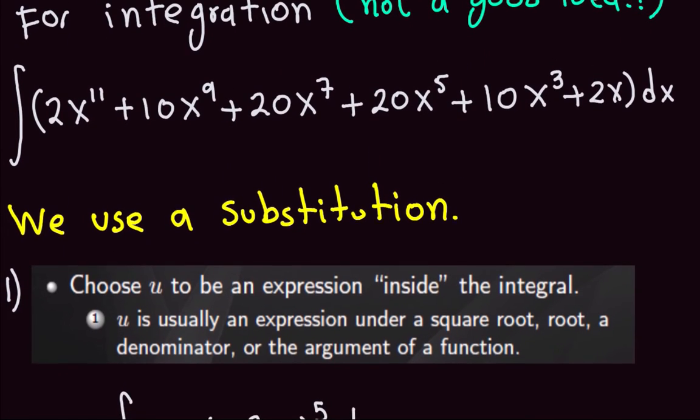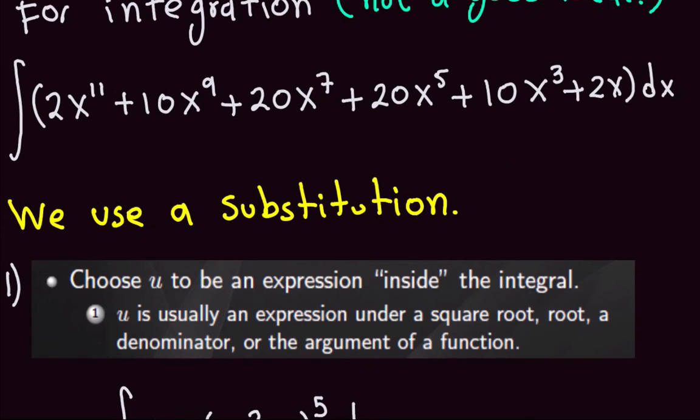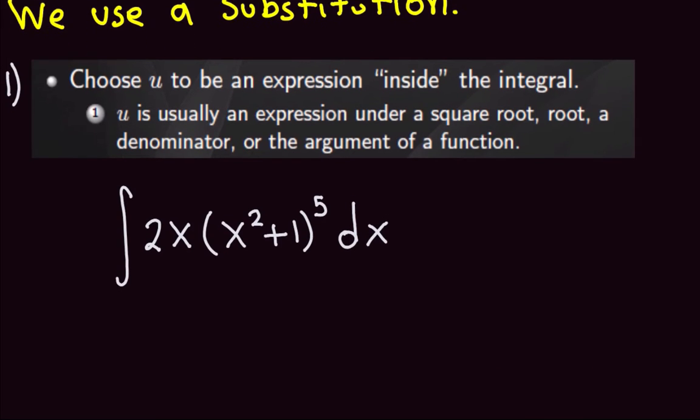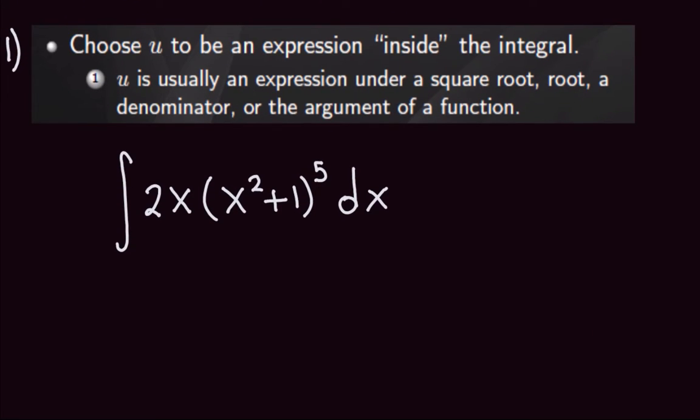What I mentioned earlier in the video is that the first thing you're going to do is choose u, an expression that is inside the integral. Usually what works is something that is under the square root, in the denominator, or the argument of a function. Now, in this case, if you look at the integral we want to do, the u is something inside the integral, an inside function. So what will I choose here? It's something that is inside of some other function. I have the fifth power here, and something that is inside is this one. So let's try that out.